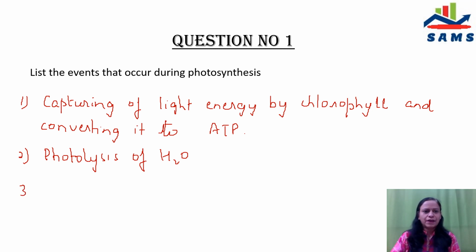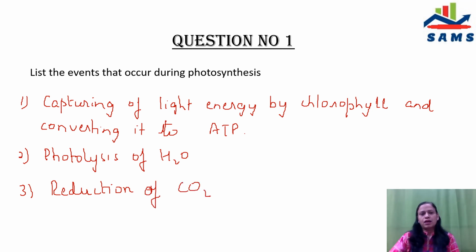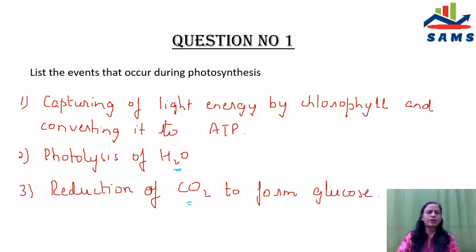And the third step involved is reduction of carbon dioxide. So when we say reduction, it means addition of hydrogen. So reduction of carbon dioxide means the hydrogen that has been produced by the photolysis of water combines with carbon dioxide to form glucose. So these are the 3 steps that you are supposed to write for this particular question, and you can expect this as a 3 marks question in your exam, right?